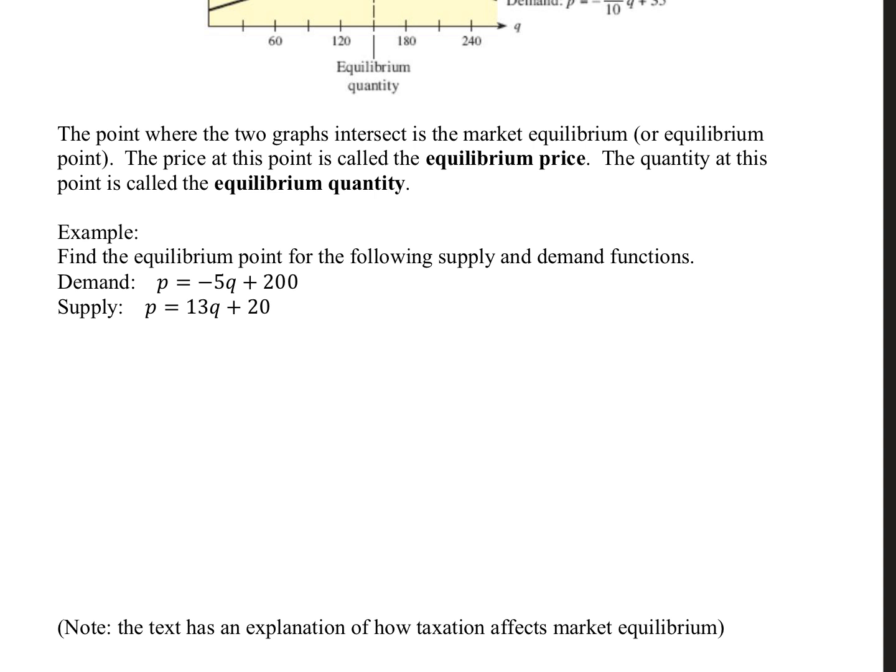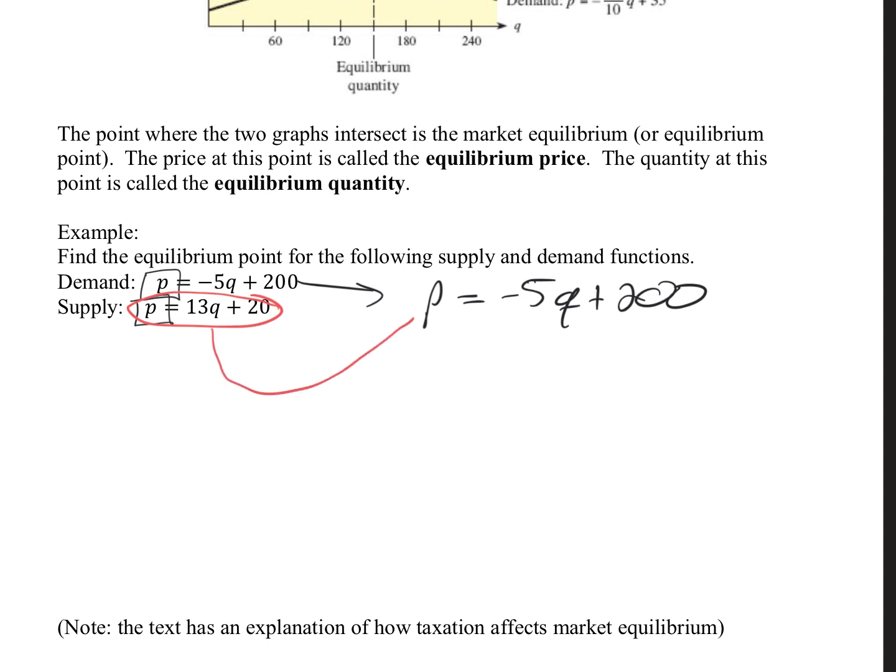Now, in this example, both of these things have already been solved for p, so that is a great place for us to start. I'm going to begin by writing the top equation down. p is equal to negative 5q plus 200. And then I'm going to take the second equation. It's already been solved for p, and I'm going to substitute it in for the p in the first equation. So what we have here then is on the left side, we get 13q plus 20 is equal to whatever we had on the right side previously. So that's negative 5q plus 200.